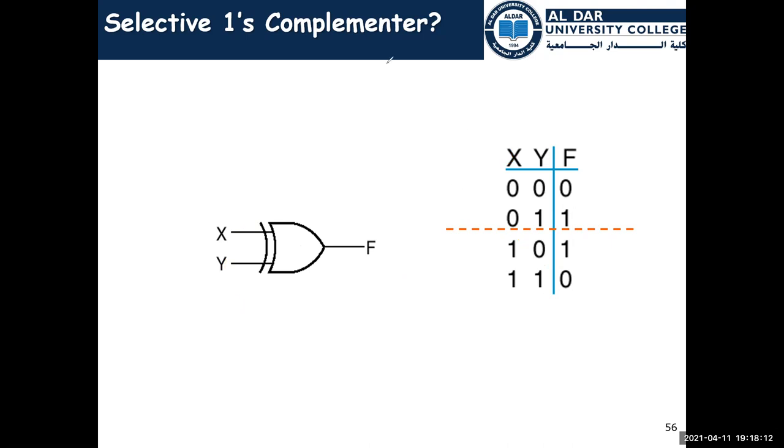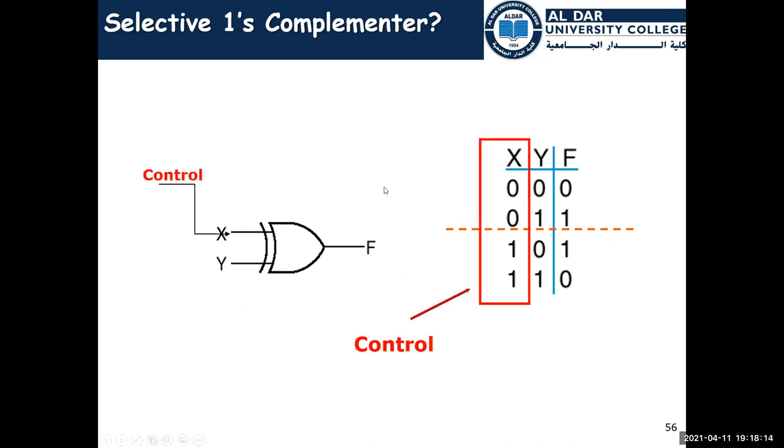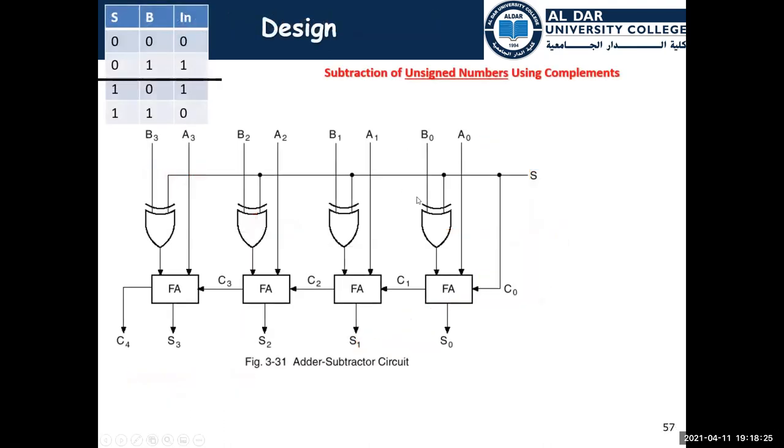This means we can use the XOR circuit as our multiplexer that we have seen before. This is the control, and according to the value, if we have zero, there is no change. If we have one, we have a complement. Now this is the result here. B0 is passed to this XOR. According to the value here, if this is one, we will complement this value. If this is zero, there is no change in B0. And if it is zero, this means we are adding zero to the input. This means this is an addition circuit.